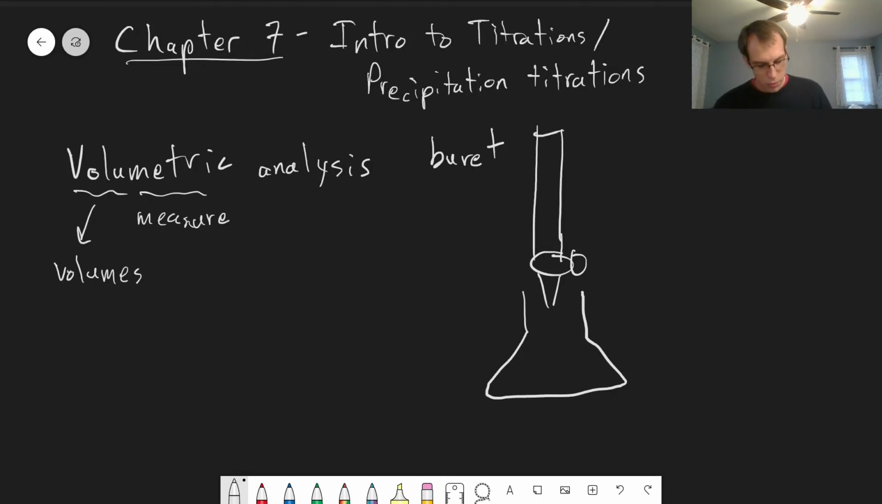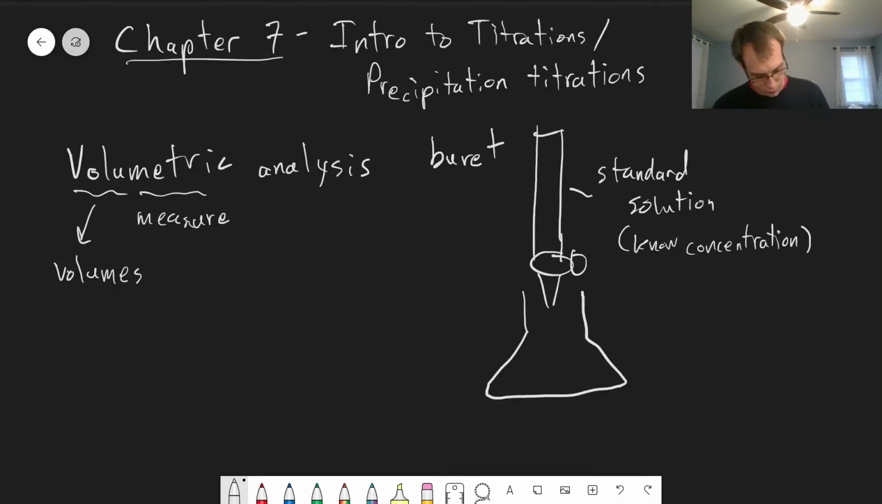All right, and so what we want to measure is this is a standard inside of the burette, standard solution. This is something we know the concentration of. And our unknown is going to be in the flask down here. That's the thing we want to measure.